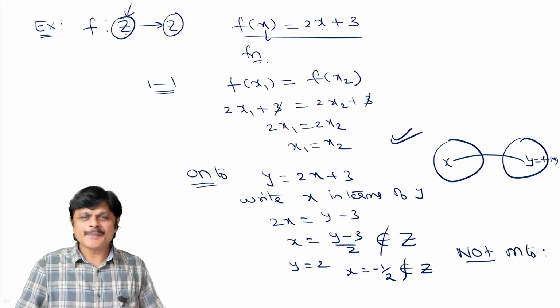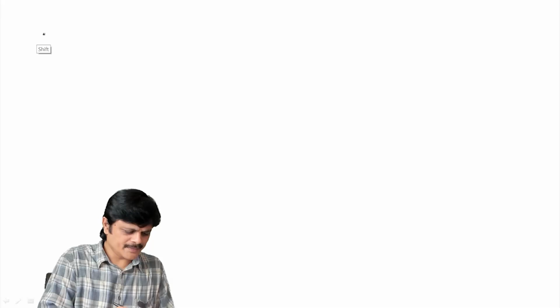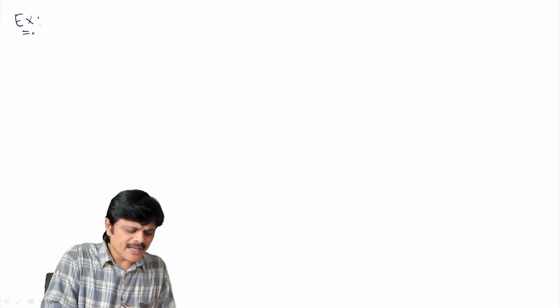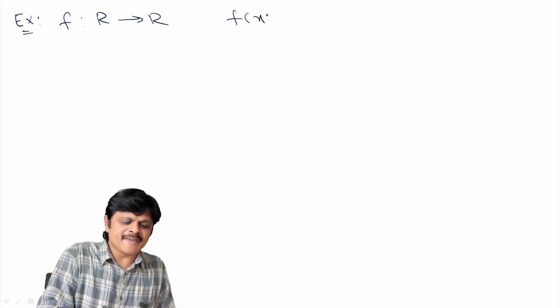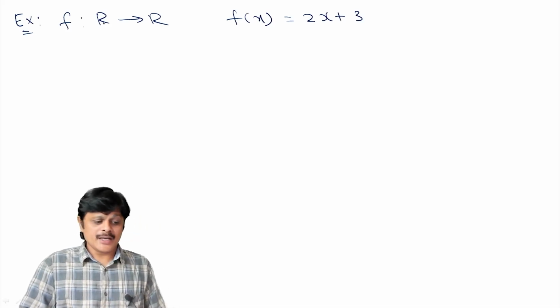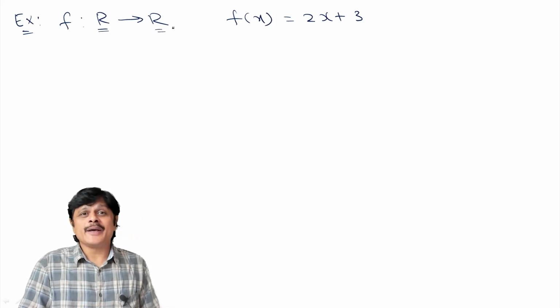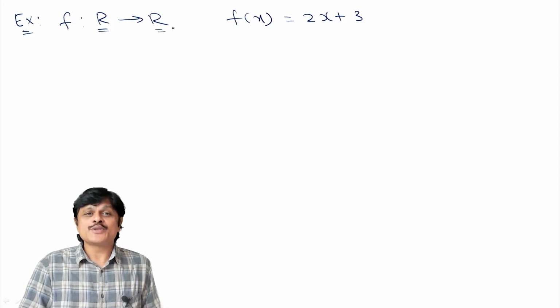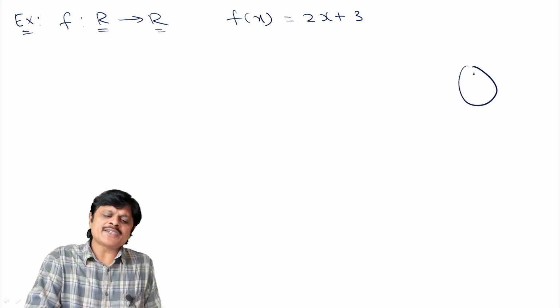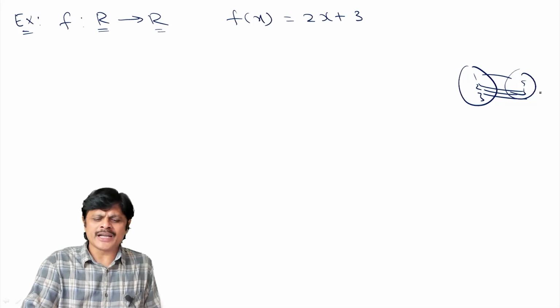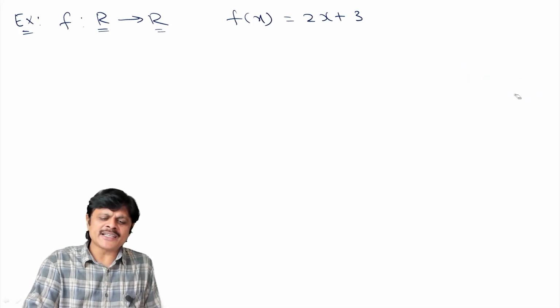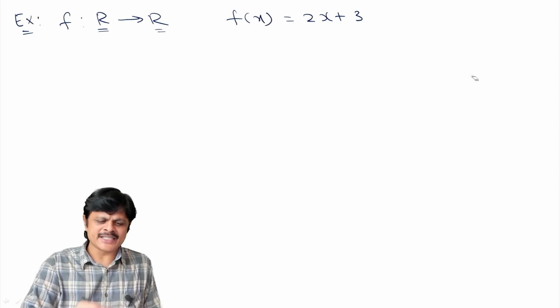Is the idea clear? Like that. Let us take one more example. Example: f is a mapping from R to R, defined as f(x) is equal to 2x plus 3. Now here it is R to R, real numbers to real numbers. So such functions are called continuous functions. See, when it is a discrete function, 1, 2, 3 mapping to A, B, something like this, we can just show it like this. But when it is a continuous function, how to show it? We'll see it after this example.